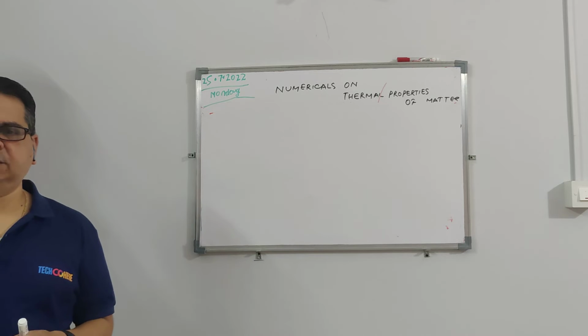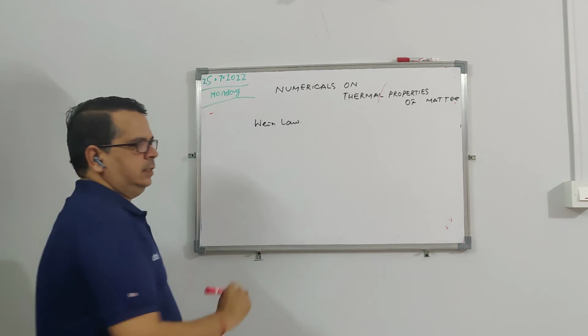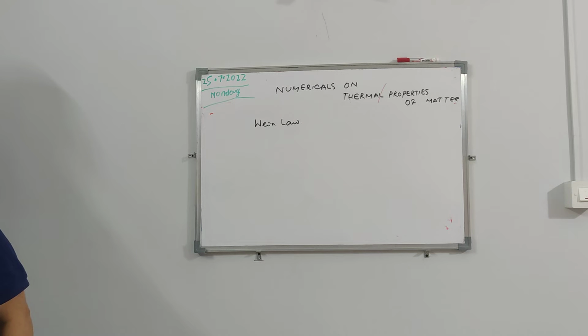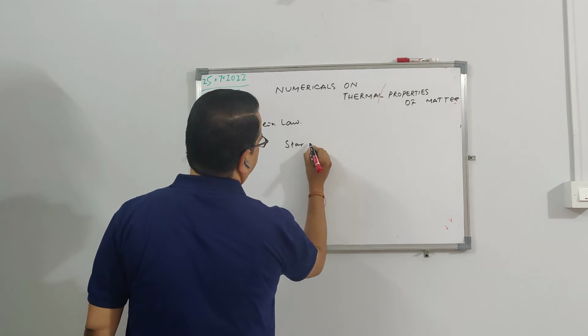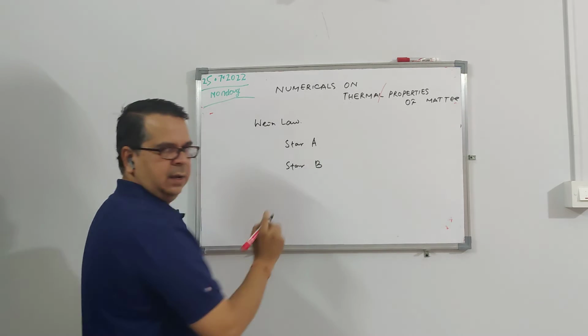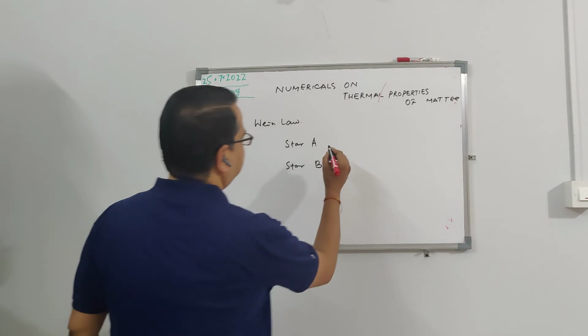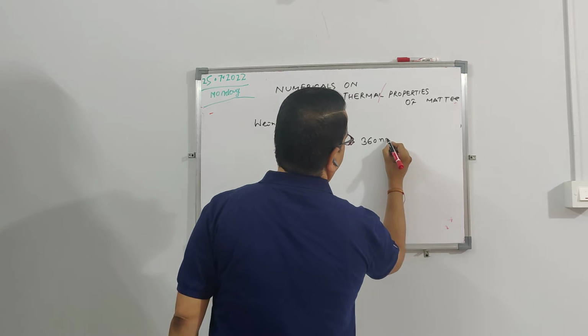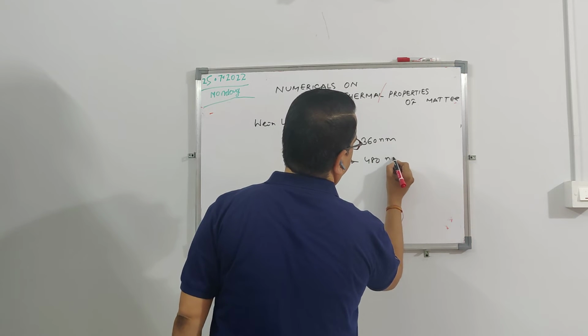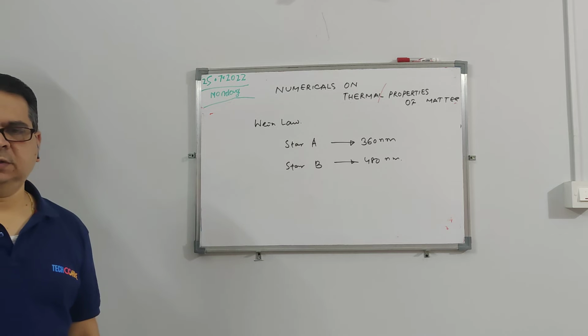Okay, one more question on Wein's law. This has come in JEE. Two stars A and B radiate maximum energy at the wavelengths of 360 nanometer and 480 nanometer. So we have two stars, maybe at two different temperatures. Then find the ratio of the surface temperature of A and B.